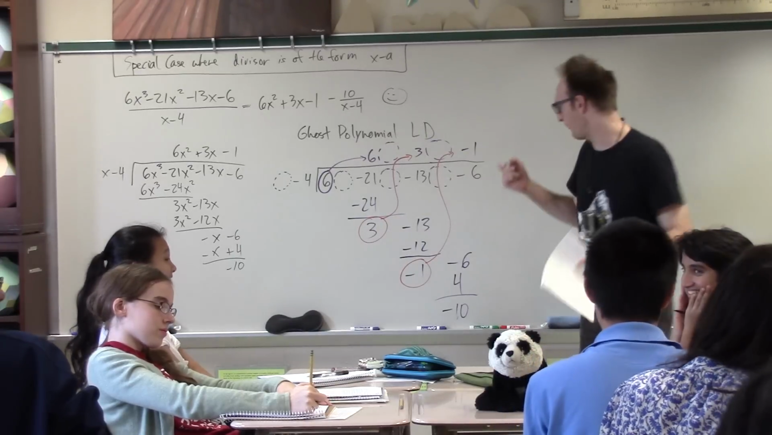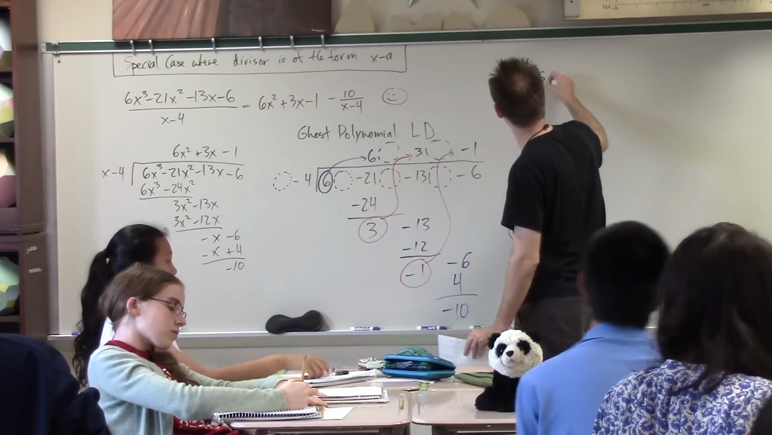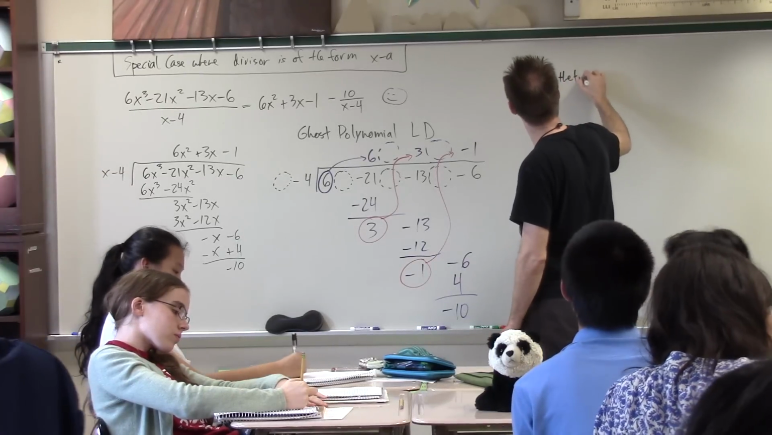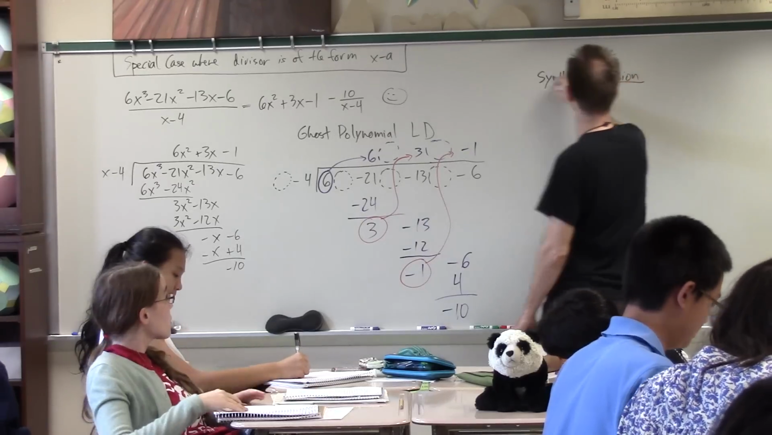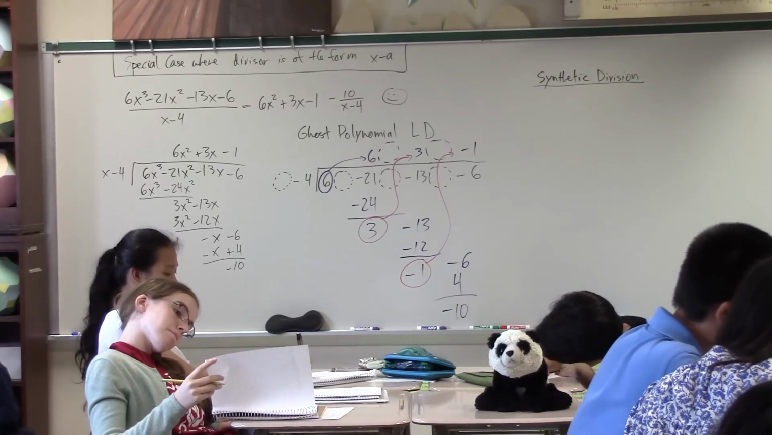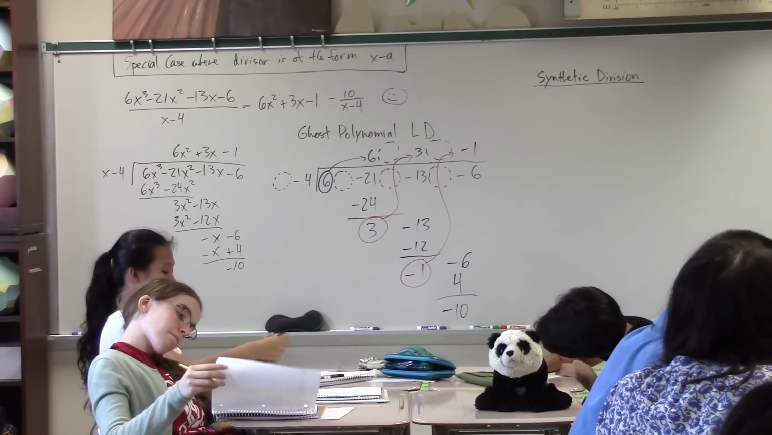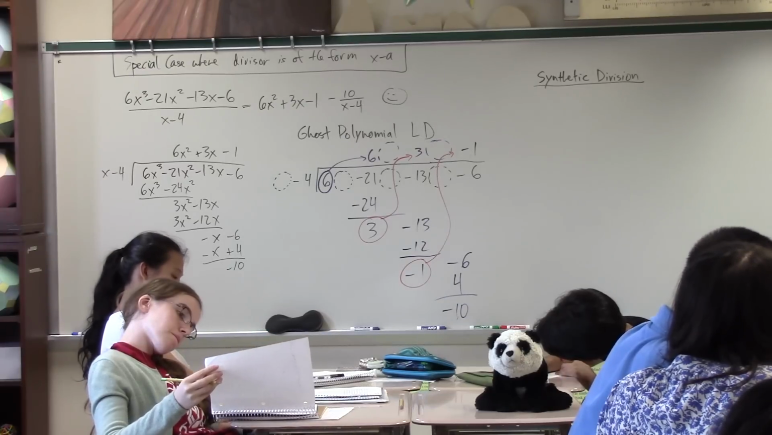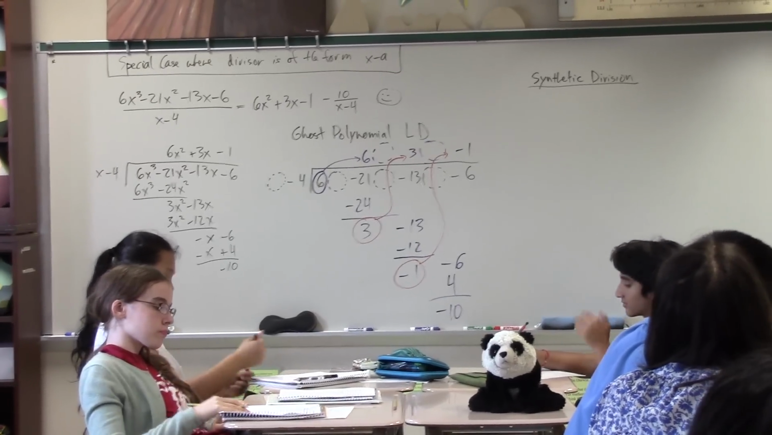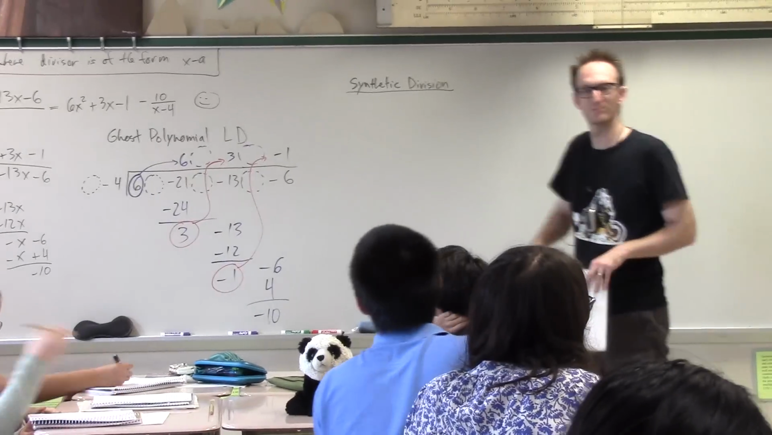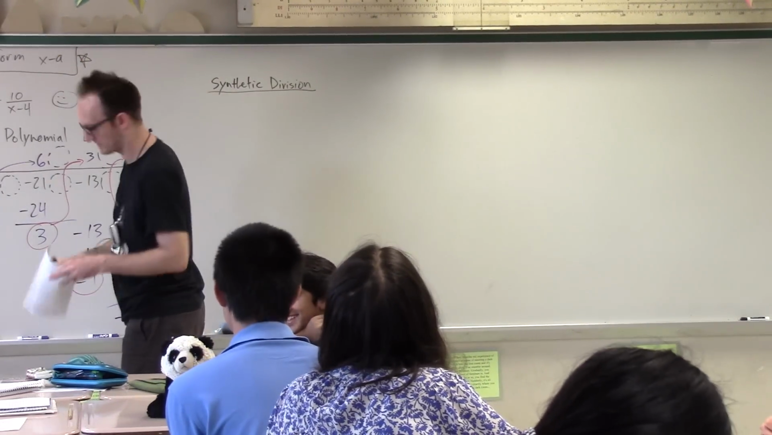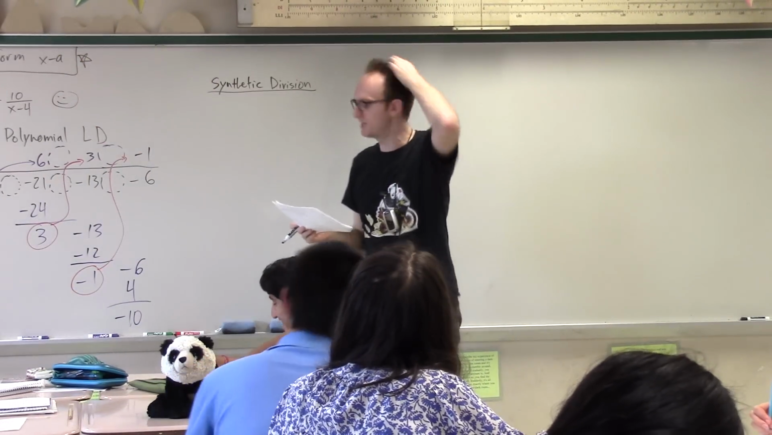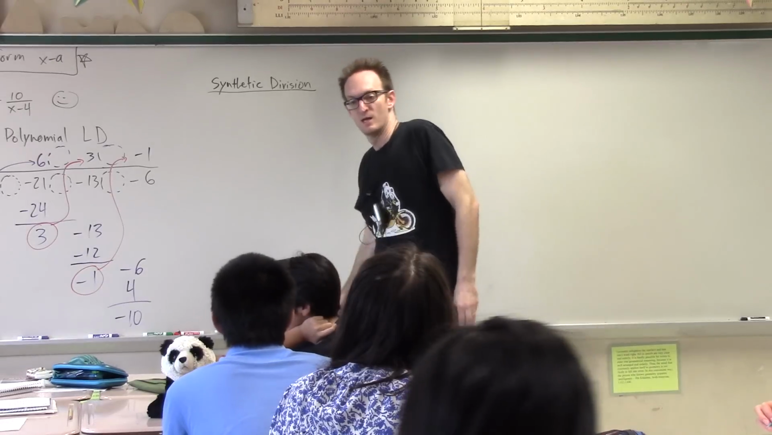Okay, so I now introduce to you this thing called synthetic division. This might be something that you learned before, but maybe not. What is synthetic division? It is a more efficient form of ghost polynomial long division, which is itself a more efficient form of polynomial long division. It only works in this special case when you're dividing through by x minus a. Okay, here's how synthetic division works. Ready?